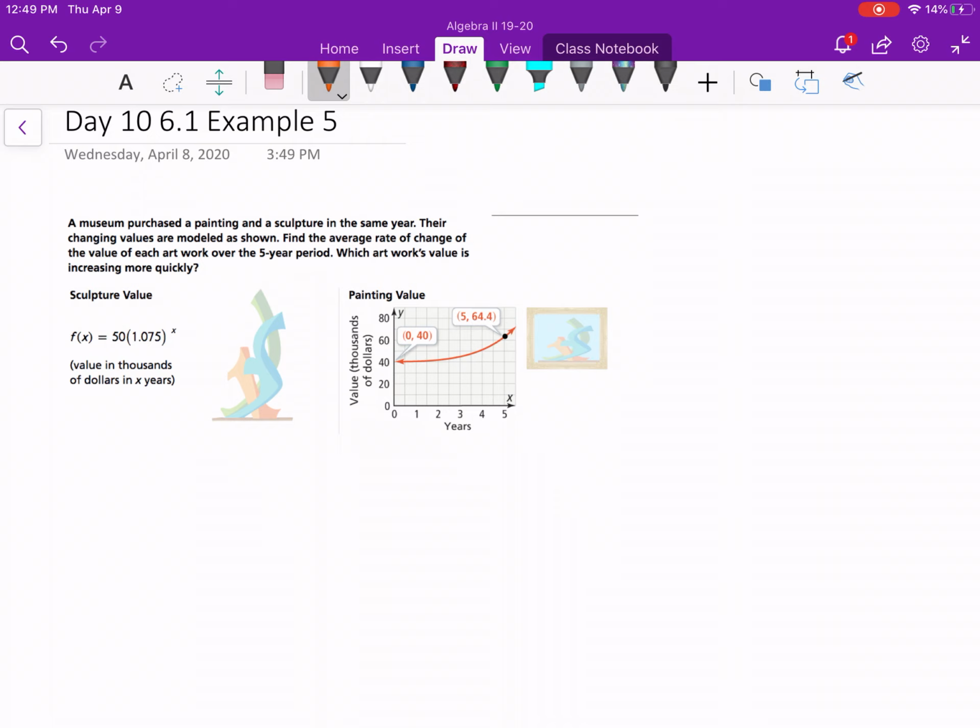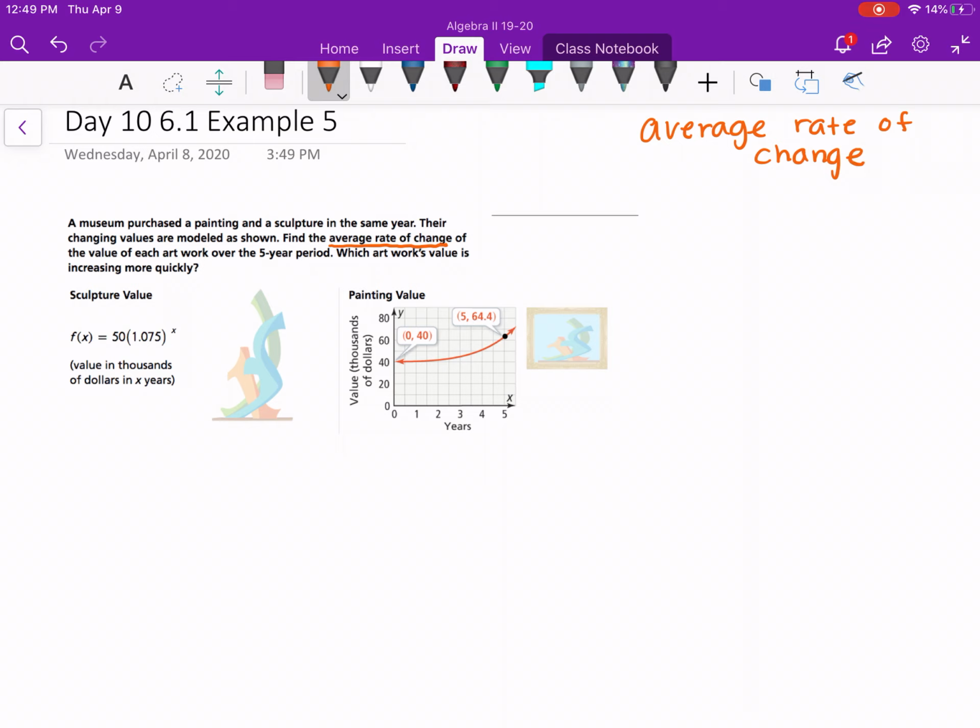Let's get started. This is our last example, okay? We are going to talk about something called the average rate of change. You can see it in the problem. We want to find the average rate of change of two different pieces of work, a sculpture and a painting. So let's talk about average rate of change quickly.